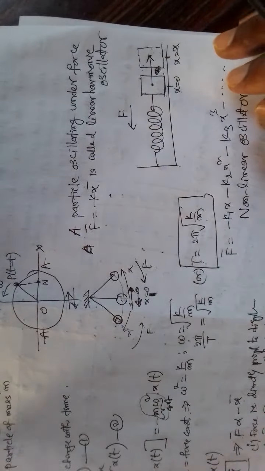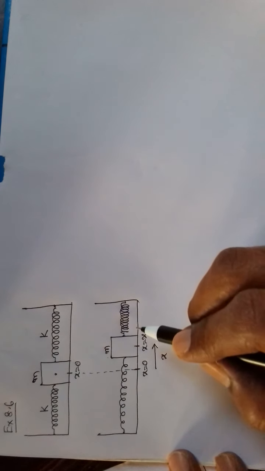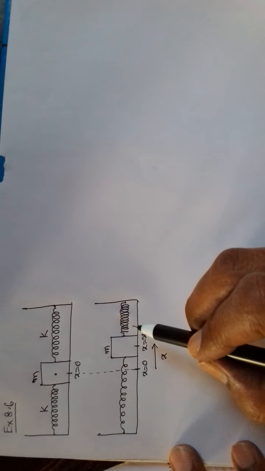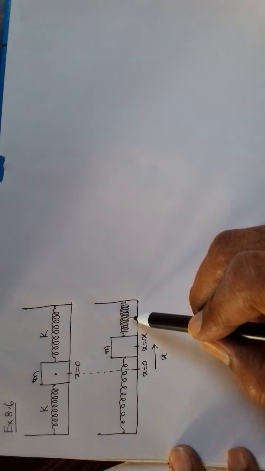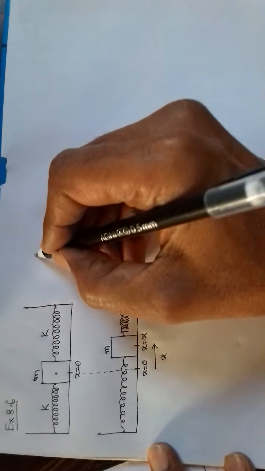Now let us do a problem. That is 8.6. Here two springs are having the same spring constant and now it is at rest. Now when it is moved to the right hand side, the right side spring is compressed and the left side spring is stretched. Now let us concentrate on the stretched spring.